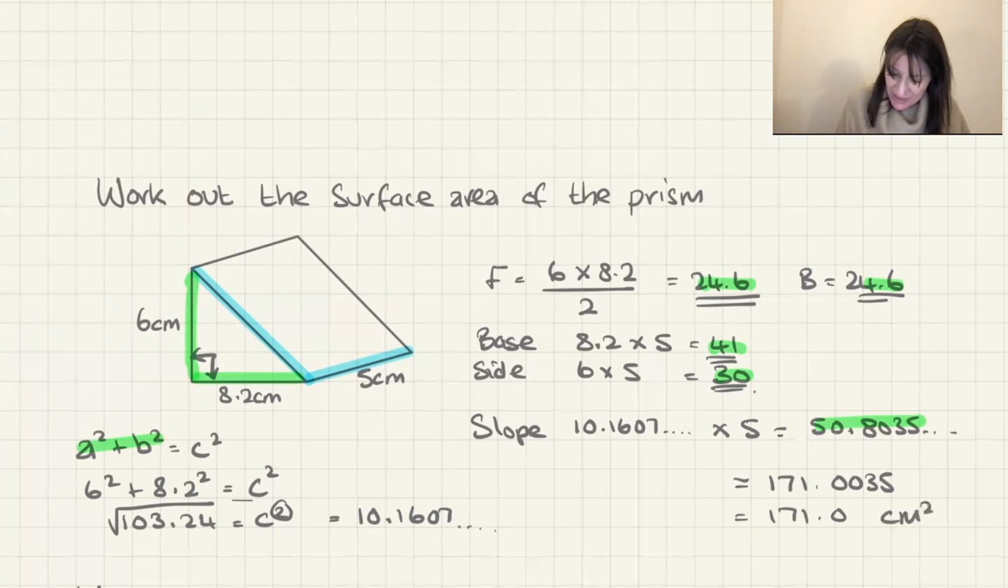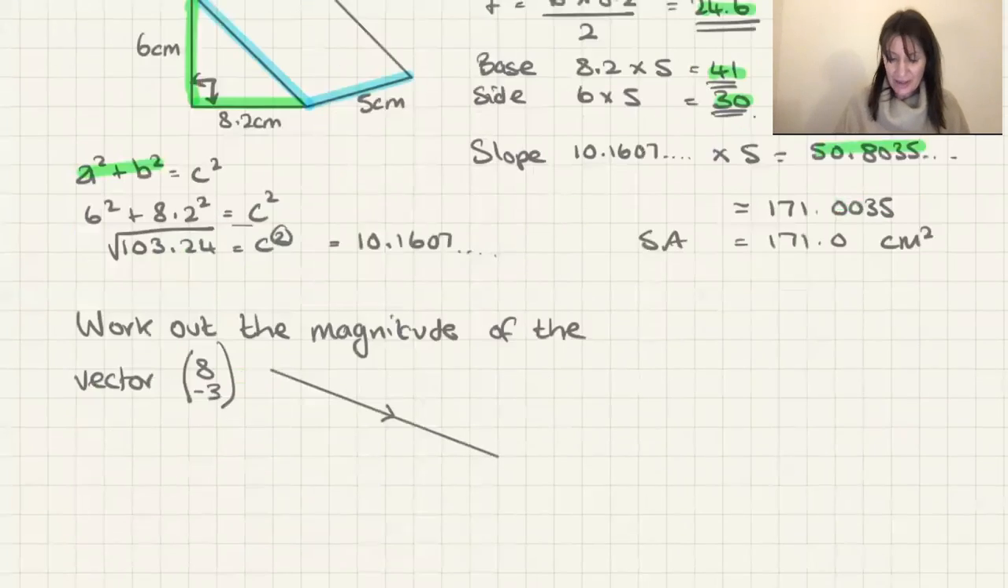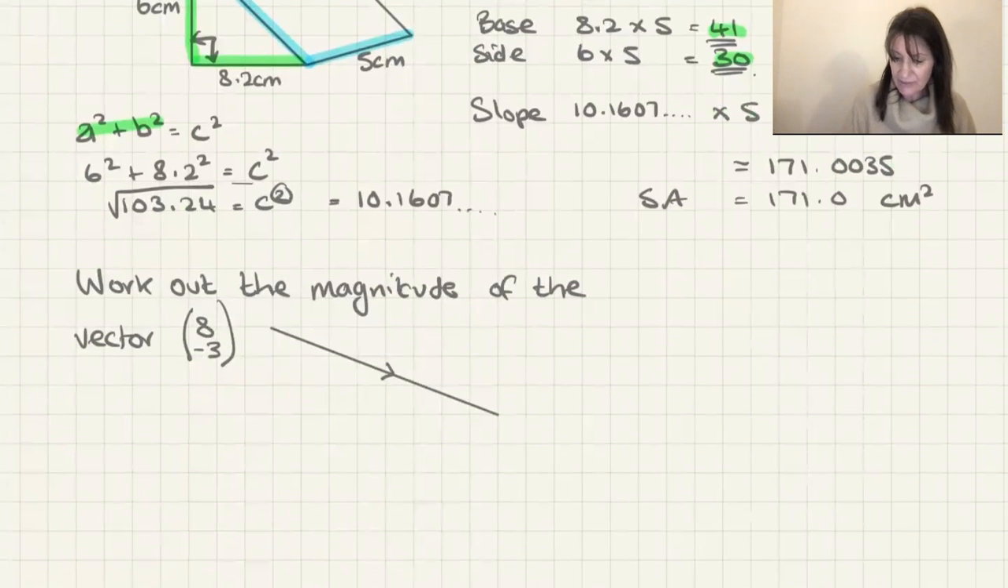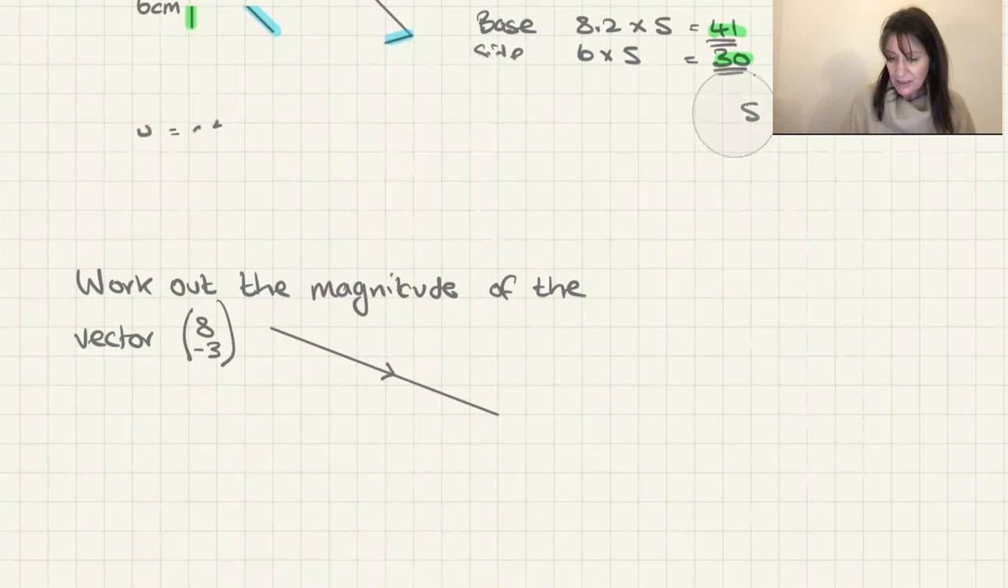Centimeters squared. So that's your total surface area. So Pythag can be embedded. If I've got a missing edge, I can use Pythag as long as I have a right angle available. Okay. So here is another place.